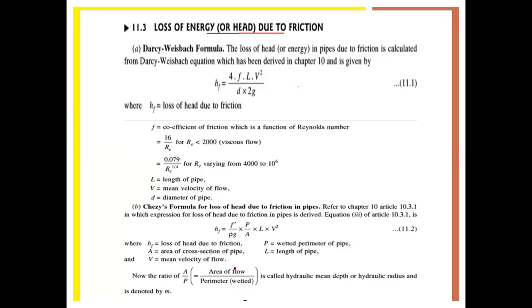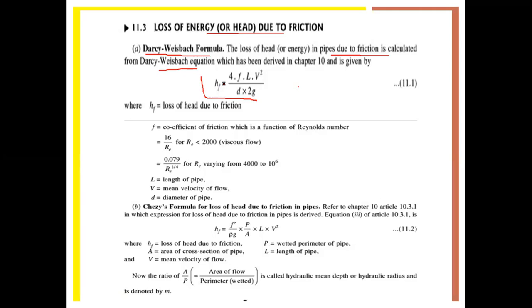Now coming to the Darcy-Weisbach equation, the head loss in the pipes due to the friction is calculated from the Darcy-Weisbach equation, which has been derived in the earlier chapter. We already derived this Darcy-Weisbach equation, that is hf = 4 f L V^2 / (2 d g), where hf is the loss of head. The coefficient of friction f, we have also solved.